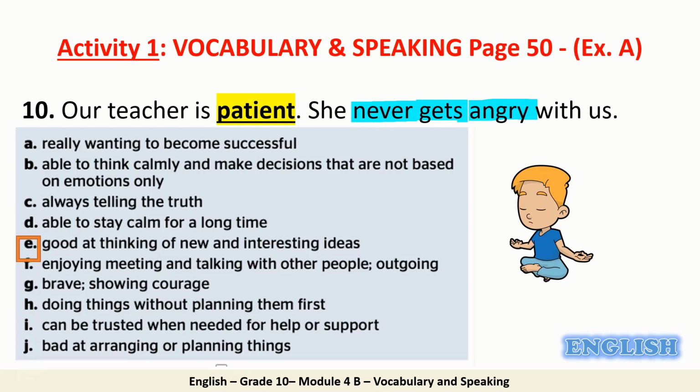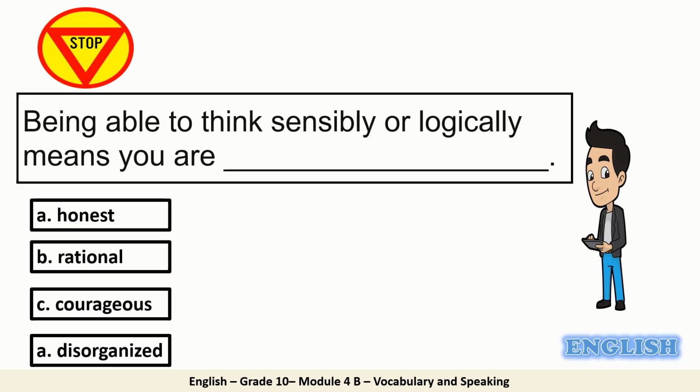A patient person is a person who is able to stay calm for a long time. So a patient person is a calm person. Try to always be patient when you are in trouble. A quick test before we continue. Pause the video, read the sentence and the choices, and choose the correct answer. Come back for feedback.